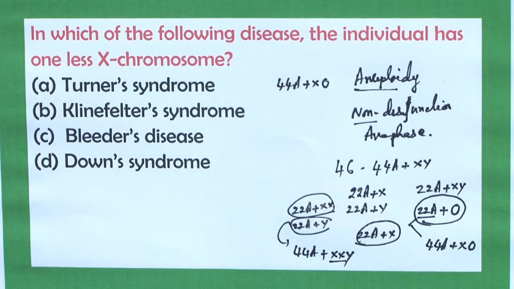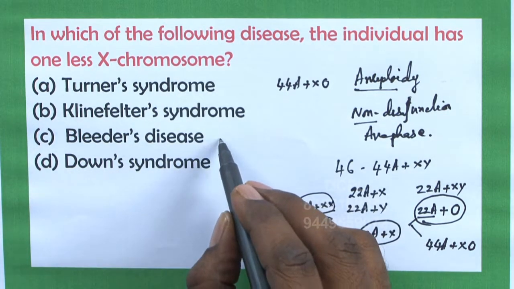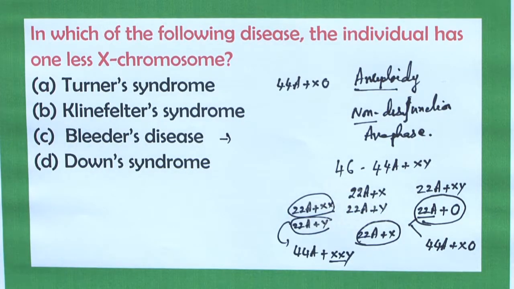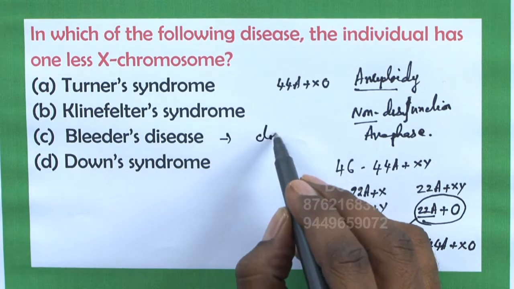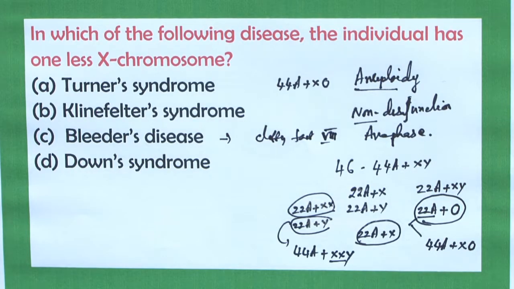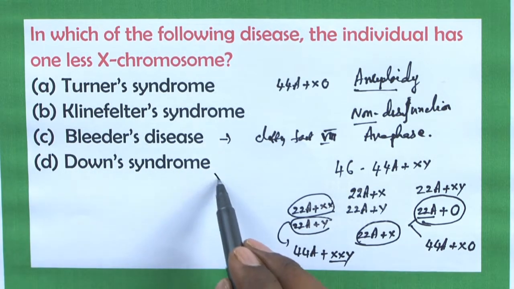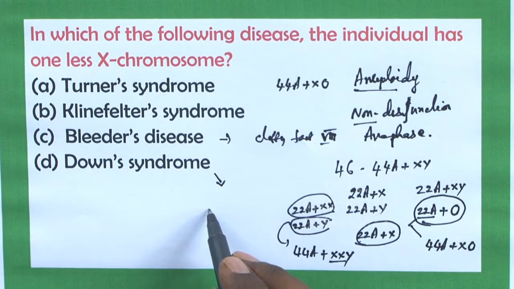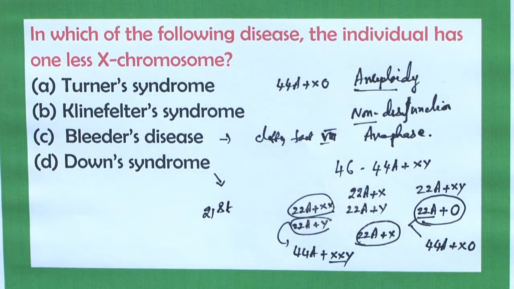Then option C is Bleeder's disease. Bleeder's disease is an allosomal, X chromosome linked recessive gene disorder, wherein clotting factor 8 is absent. Due to the absence of this clotting factor, blood clotting is delayed, which results in loss of blood. Hemophilia is also called Bleeder's disease. In Down syndrome, as you already know, the 21st pair of chromosomes, that is autosomes, has one extra chromosome, which is called trisomy. The trisomy causes Down syndrome.